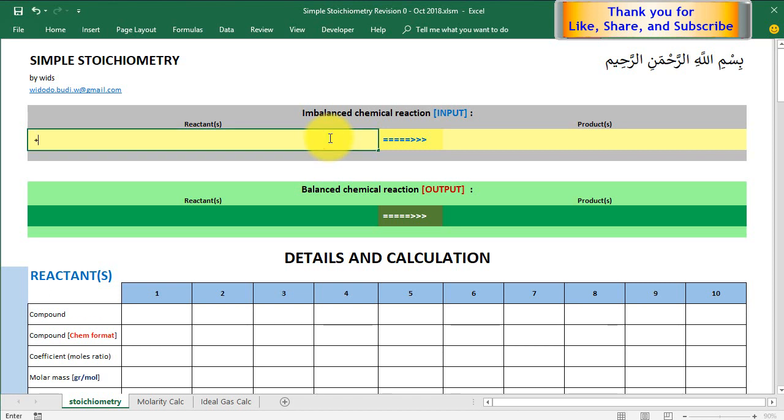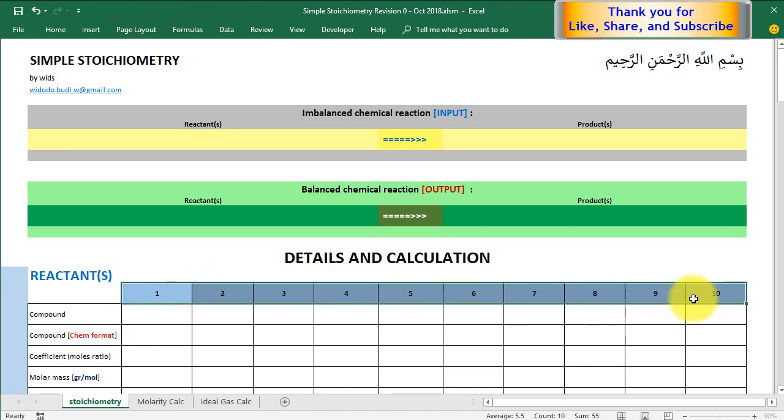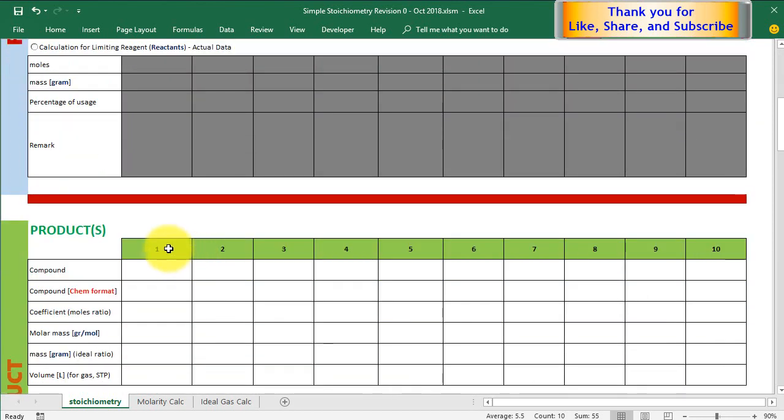We have to use the plus sign. It is used as a separation between each compound. For example, H2H5 plus O2, like that. There is a maximum of 10 compounds in the reactants that can be recognized by the application, and also 10 compounds of products.